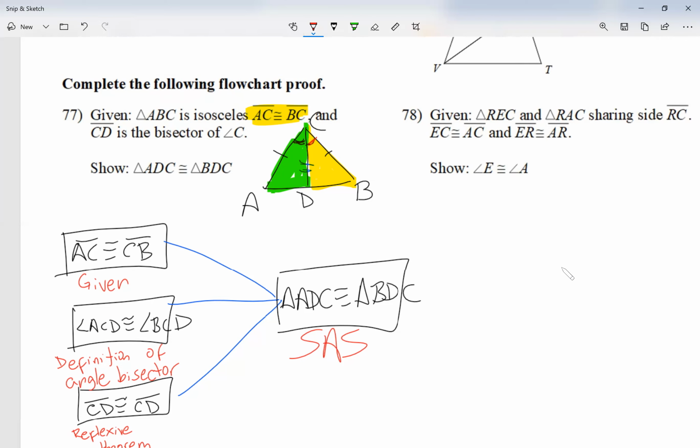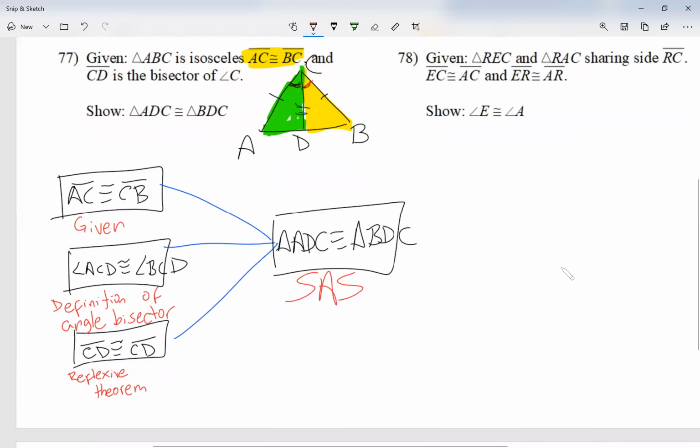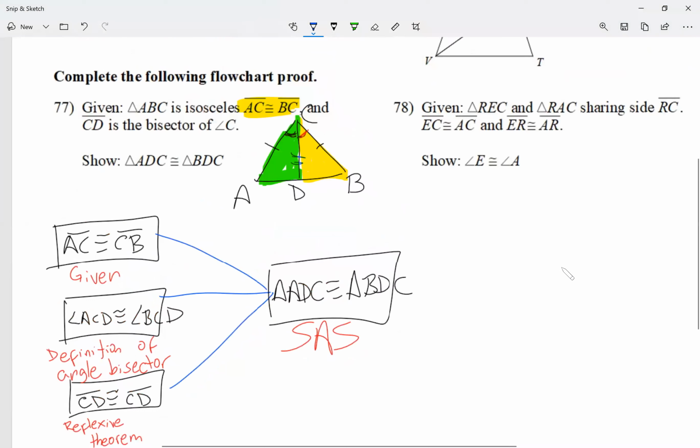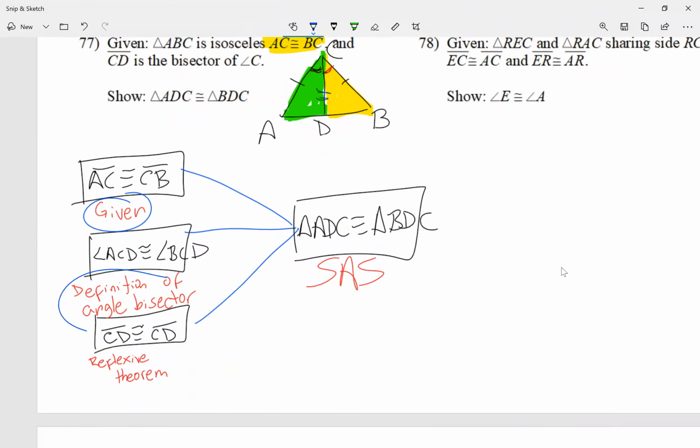Now on your homework, how are you going to be answering this? I'm going to complete the flow chart for you guys. I might even give you the picture. Now, each of my reasons, when I say each of my reasons, I'm talking about these reasons, what I have in red. Each of these reasons is going to be numbered, like 1, 2, 3, 4, 5, right? They're going to be numbered.